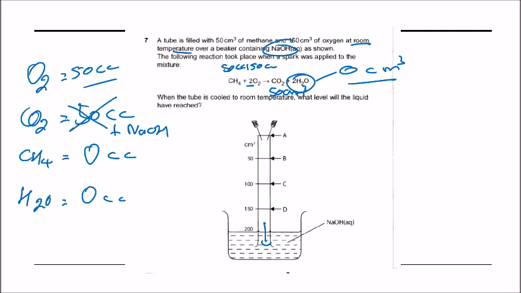Therefore, in actual fact, the volume contribution of the carbon dioxide at the end is 0, because all the carbon dioxide will dissolve and react into the sodium hydroxide solution at the bottom. So therefore, the volume at the end of this experiment is going to be 50 cubic centimetres. So the level of water will be sucked up to level B on the question.